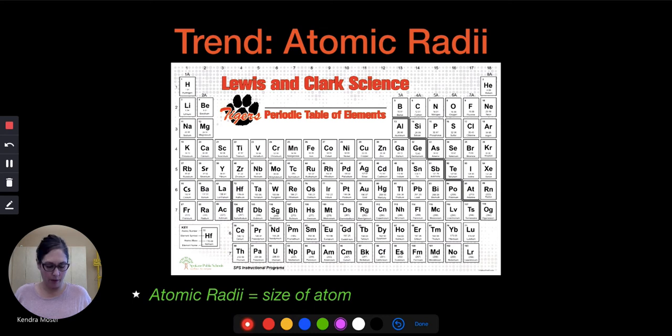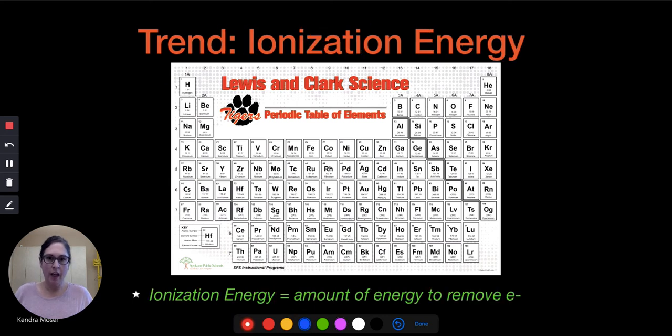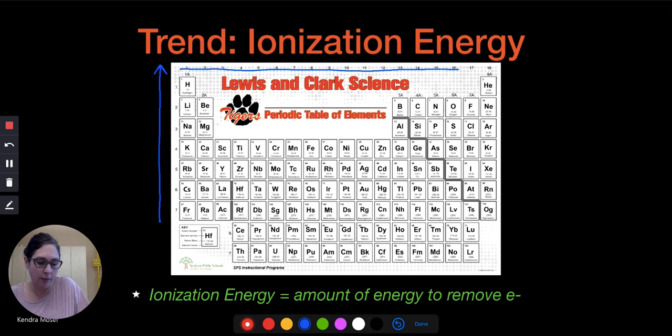So the next thing that we want to look at is going to be ionization energy. Ionization energy is basically the amount of energy required to remove an electron from an individual atom. And so what we see in this case is it's actually the opposite trend, that it's going to require more energy as we move up, from the bottom to top in a column. And then as we go from left to right across the period or the row, it's going to be greater. And so the greatest energy is up here.